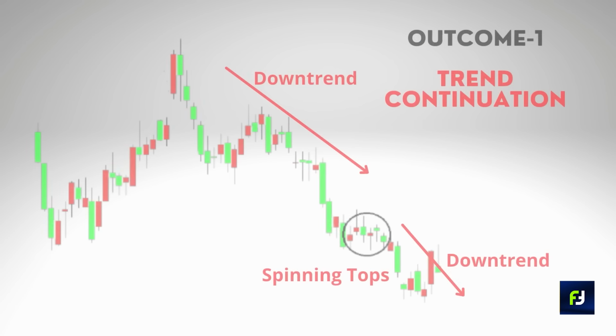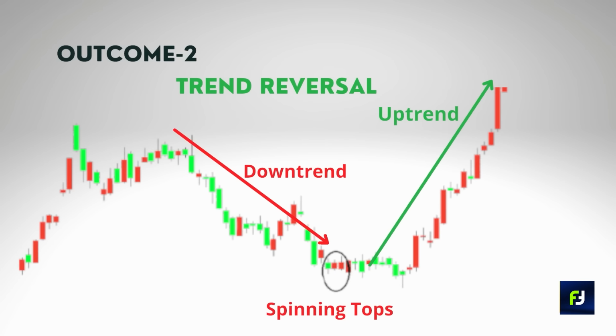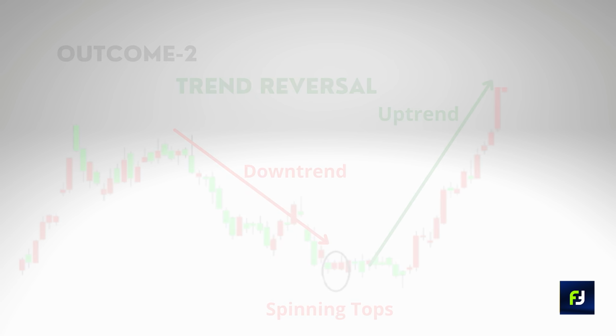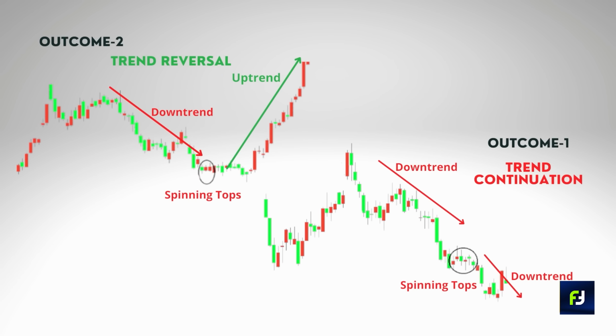Number one, either there will be another round of selling and the market will continue with its slide. Or number two, the markets could reverse their direction and the prices would increase. As a trader, you need to be prepared for both situations, that is, for either a reversal or a continuation. An similar situation persists in the uptrend also.